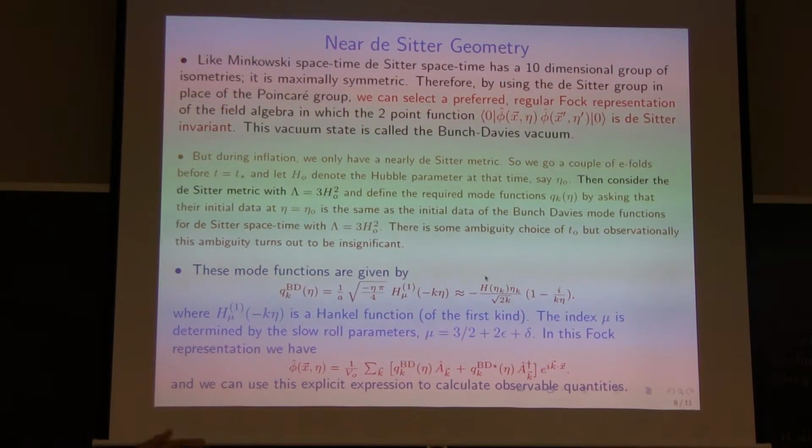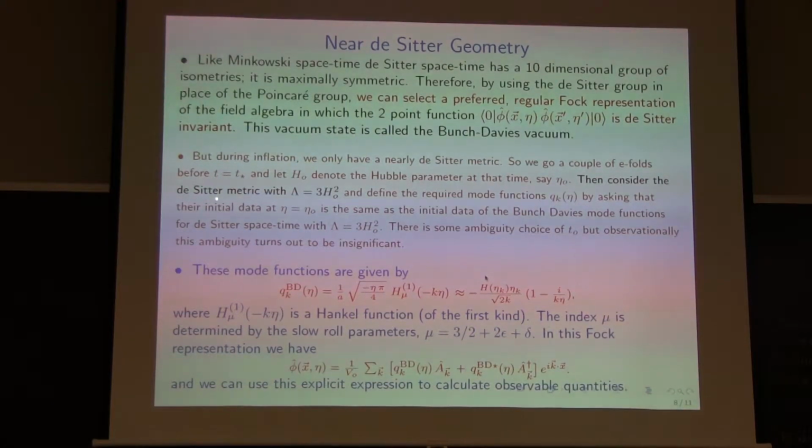We can write down what the metric is, calculate explicitly, and see that it is close to de Sitter, but the expansion is slightly slower than the exponential. So we go a couple of e-folds before t equal to t star, and let H0 be the Hubble parameter at that instant of time. Let's call that instant of time eta naught. So we go a little bit before t equal to t star, and then we look at this time eta naught.